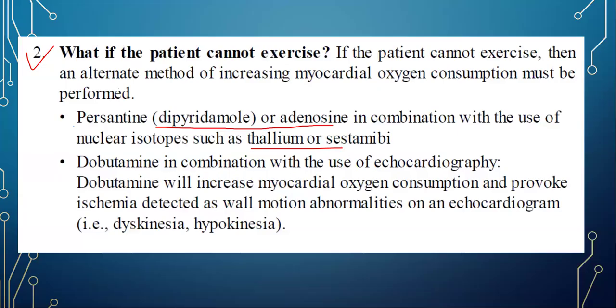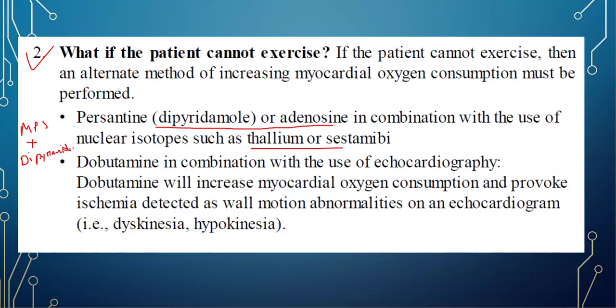Now you're going to do a thallium isotope scan. So myocardial perfusion scan is there, but with the myocardial perfusion scan, because the patient cannot exercise, you will give dobutamine or dipyridamole. So you'll give dipyridamole, and when you give dipyridamole, the heart will work as if you are running on a treadmill.